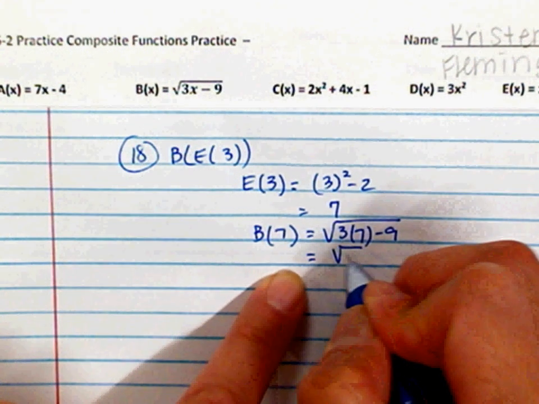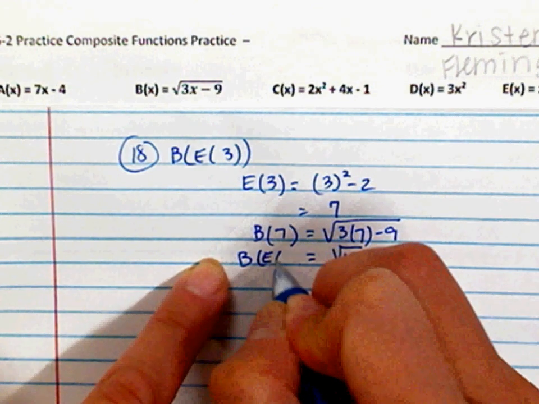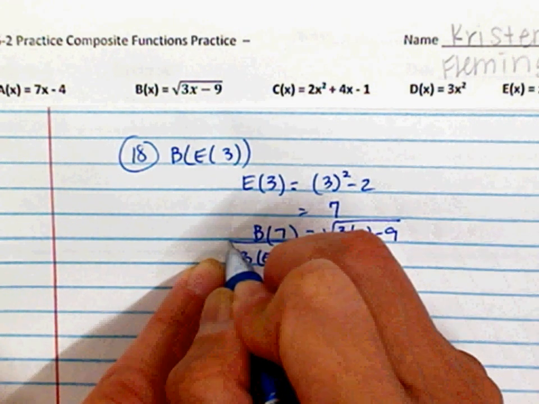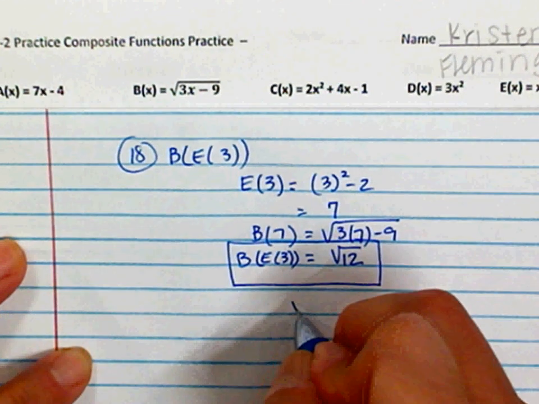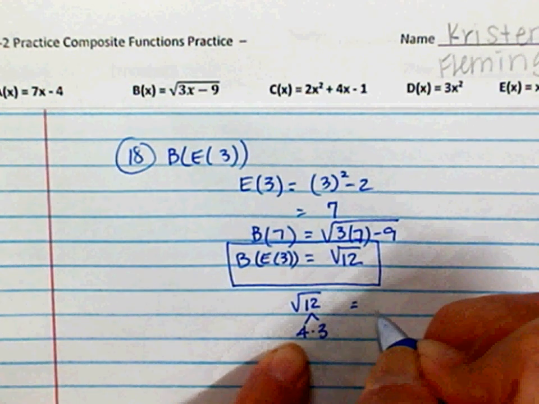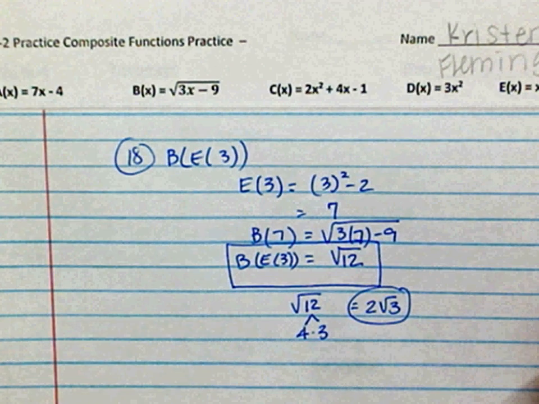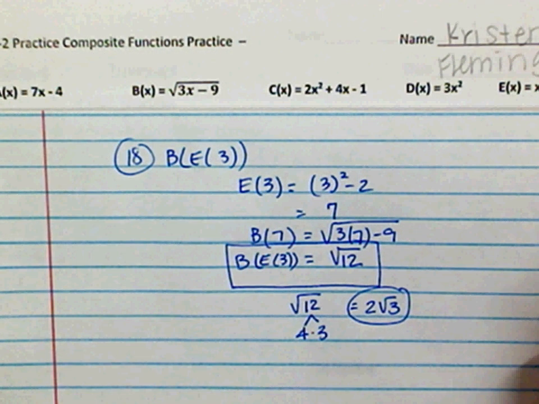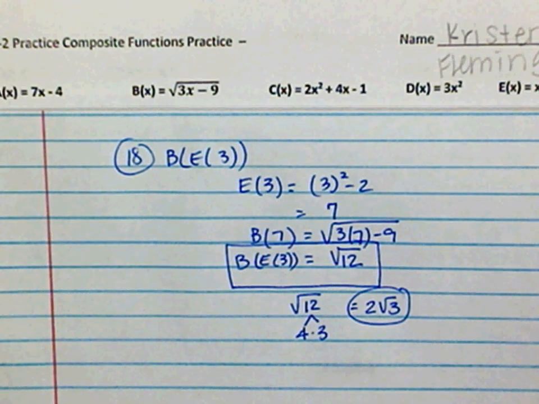Now, honestly, you can leave your answer like this for me, but that is not the final answer. Square root of 12 is the same as square root of 4 times 3. And the square root of 4 is 2, so 2 square root of 3. This is actually the correct answer. But if you leave it like that, I'm going to be okay with that, just for now. I hope this helps you out. Work from the inside out.